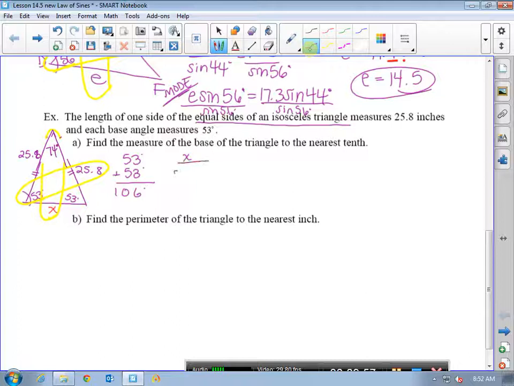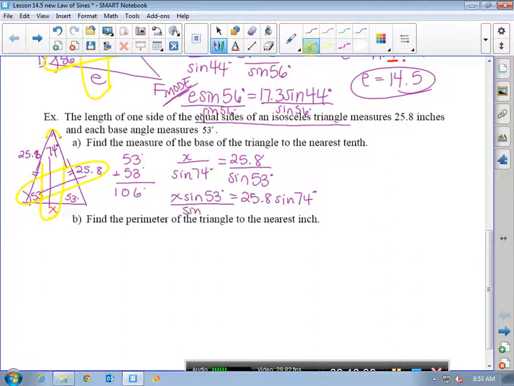I will know that x is to the sine of 74 degrees as 25.8 is to the sine of 53 degrees, right? Yeah, 53 degrees. Okay. 25.8 is to the sine of 53, as x is to the sine of 74. So what we'll be doing each time here is cross-multiplying and dividing over to get the variable alone every time. Pause, try it on your own.